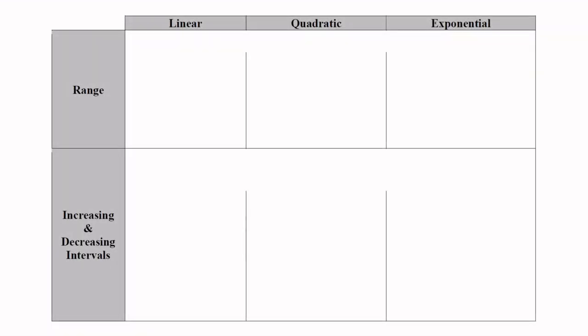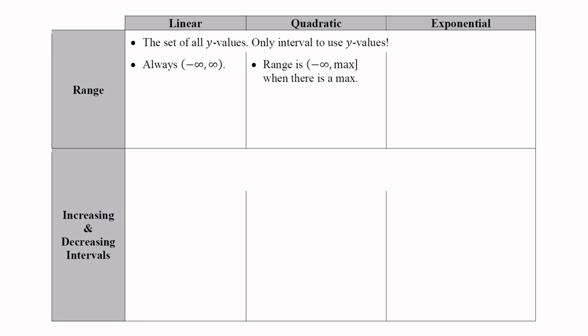For range, for all three, the definition is the same. It's the set of all y values, only interval to use y values. For a linear function, it's always going to be negative infinity to positive infinity. For a quadratic, the range is going to be negative infinity to some maximum when there is a maximum value on the graph, and it's going to be the minimum value to infinity when there is some minimum on the graph.